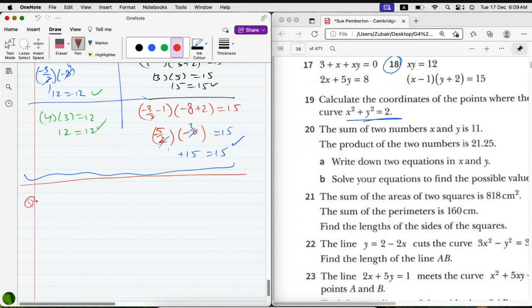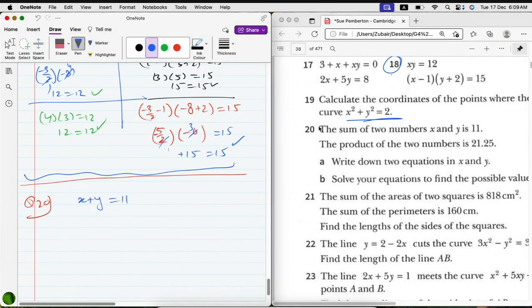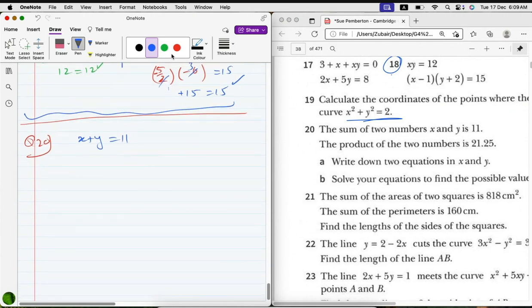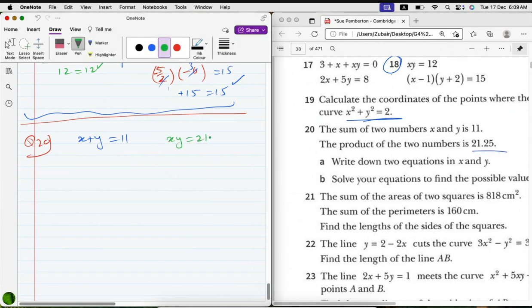If we look at question number 20, that says the sum of two numbers x and y is 11. Again, it's just a different writing style, but sometimes the wording would confuse and we can make a mistake in writing the equation. Second, it says the product of the two numbers is 21.25. xy is equal to 21.25. Write down the two equations. Done.